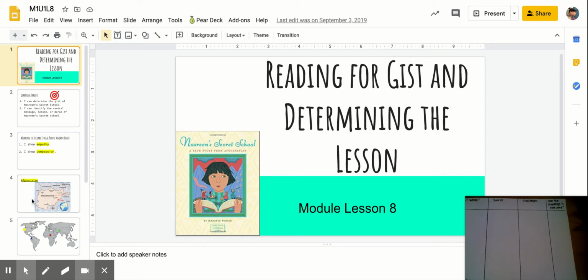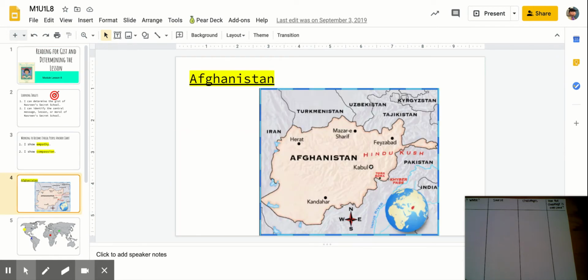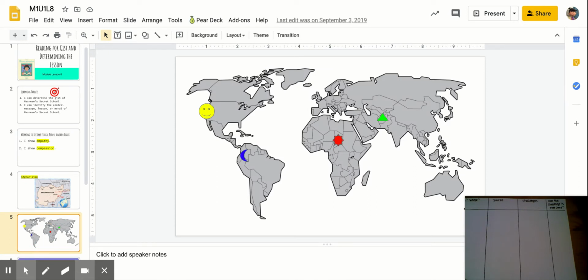I wanted to show you my computer screen because Nasreen's Secret School takes place in Afghanistan. This is the country of Afghanistan, and you can see it on the world map. On this slide, the happy face is where we are, and we live in North America. I believe this is Colombia, in South America, and this is where Anna lives. When we went over to Africa, this is where our Rain School story and Tomas took place, in Chad. And Nasreen's Secret School takes place over here where the green triangle is, and that is where Afghanistan is.